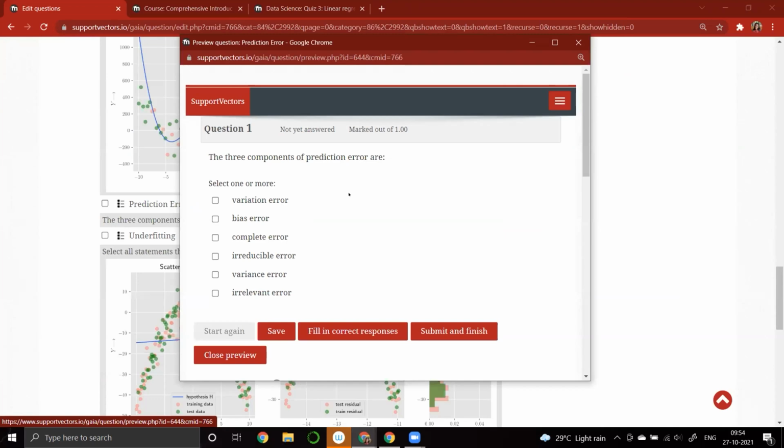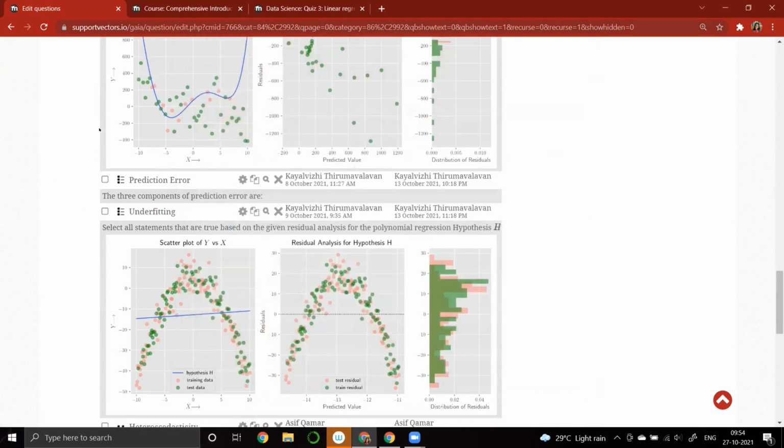The 3 components of prediction error are, so what is the definition of error? It's the sum of bias error, variance error, and irreducible error. The 3 components are bias, irreducible, and variance. Okay. The next question.